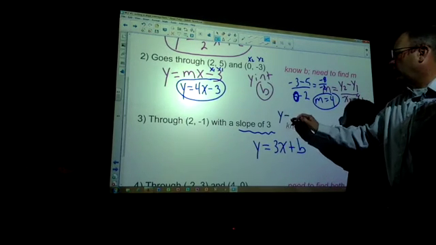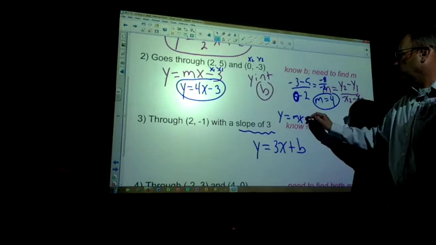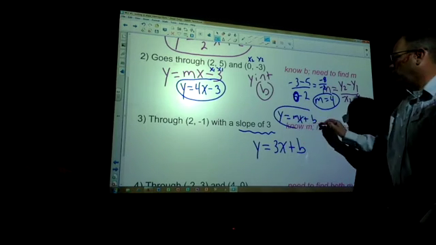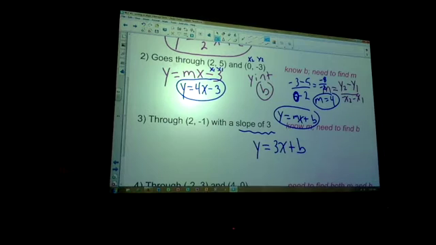I'm just using this, right? So here's my go-to equation. Things I know: y equals 3x plus b. We need to find b. What do we know?